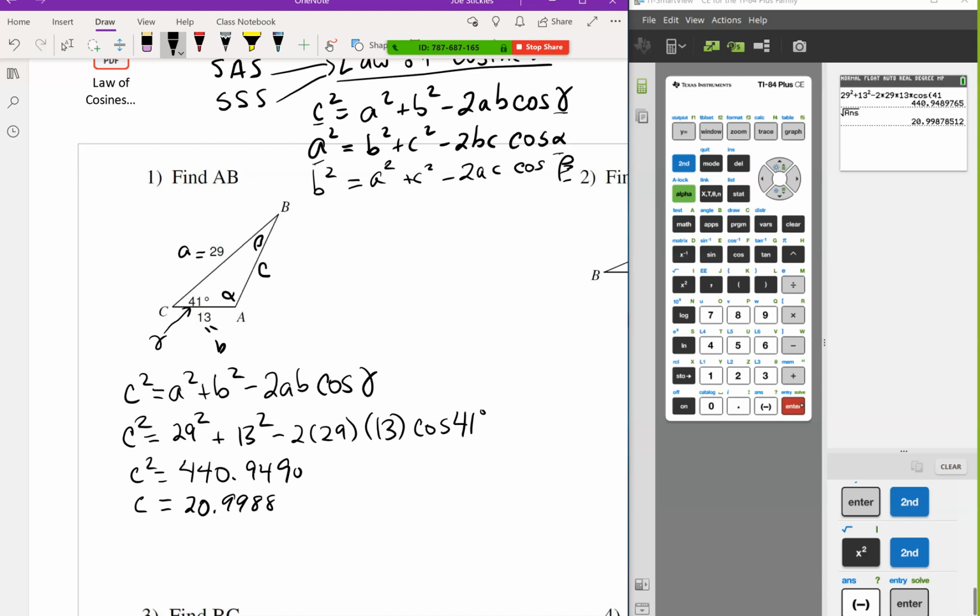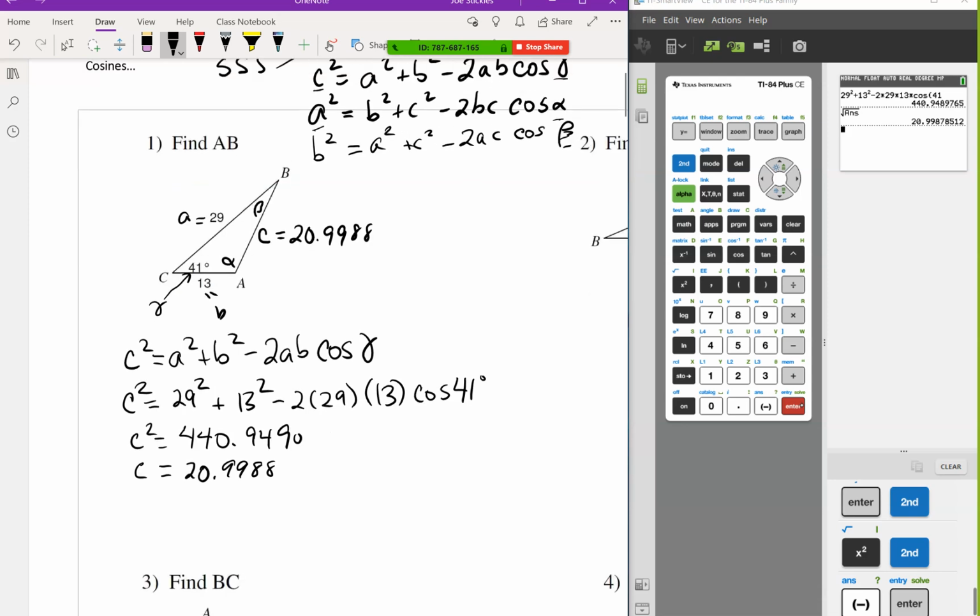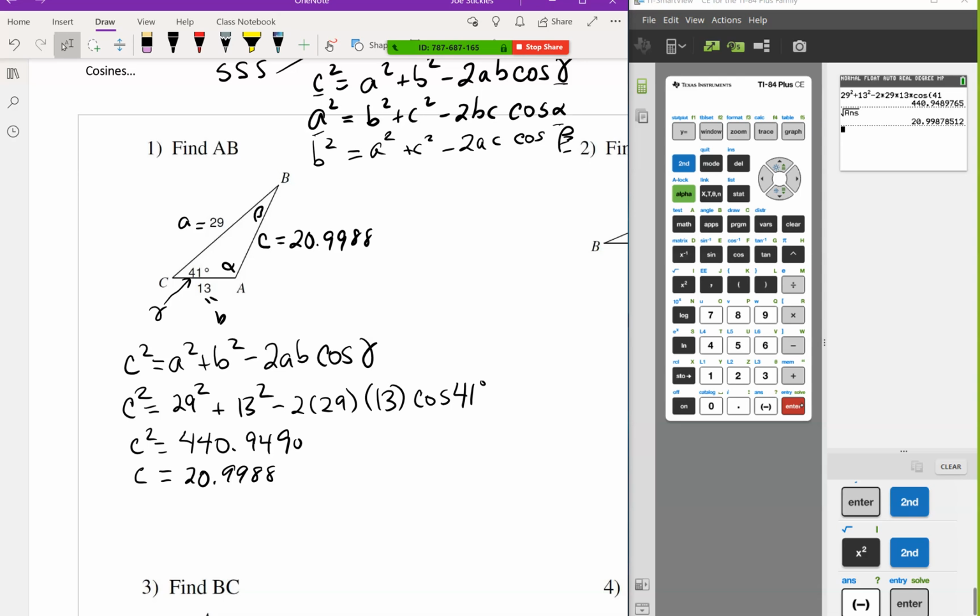And that's what this particular problem asked for, but I like to make sure that we know how to solve the whole triangle. So now we have our C is 20.9988. Now we should be able to figure out the other parts of the triangle. We should be able to figure out the alpha and the beta. Let's figure out the alpha here first.